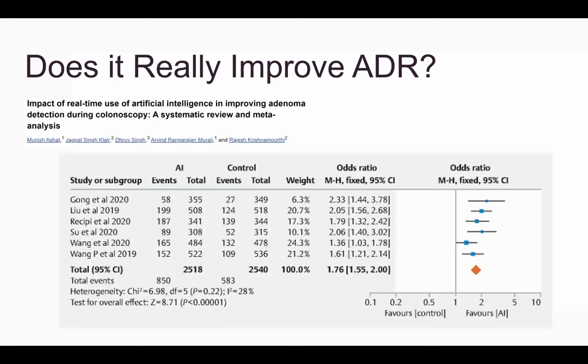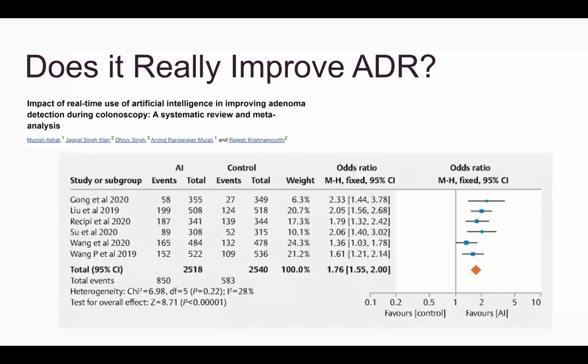Does it work? Well, yeah, there is some data on that. Essentially, a meta-analysis published from users around the world in 2019 and 2020 has shown that the AI generally seems to push up the adenoma detection rate against baseline, and that this meta-analysis favoured the use of AI above not using it at all, which is obviously good news.